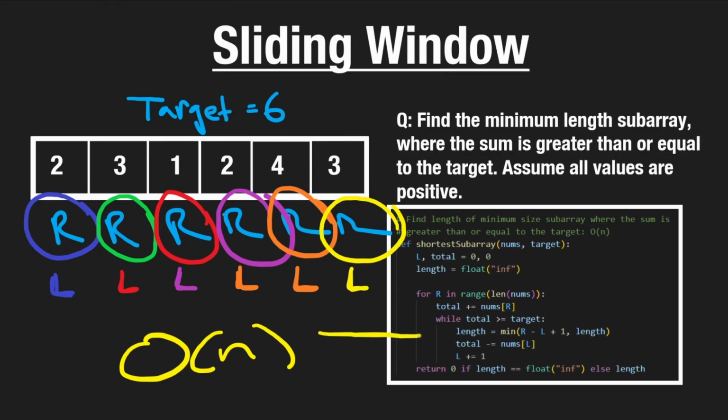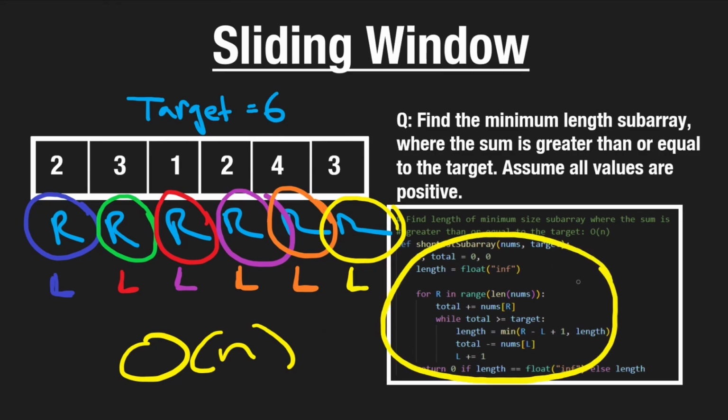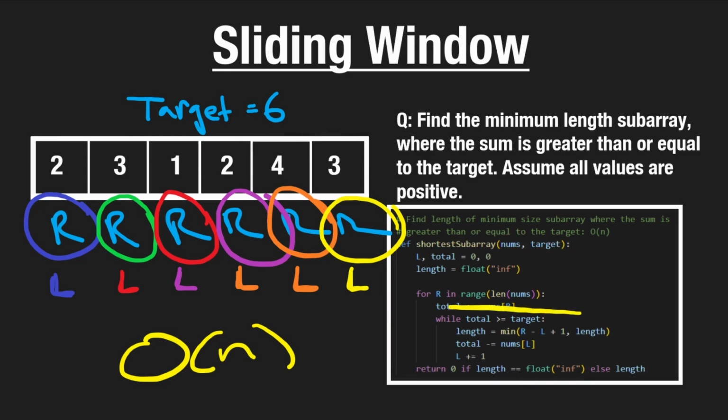So this is the general pattern and generally what the code looks like when you have a sliding window solution where the window is of variable length. You usually have an inner while loop, but that doesn't mean the time complexity is worse than big O of n.